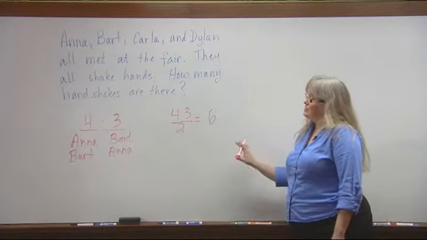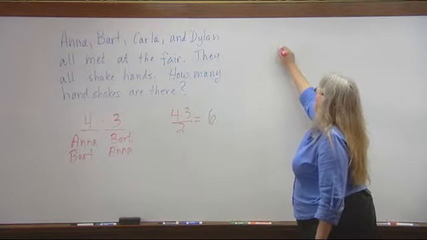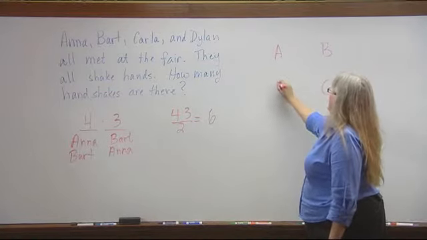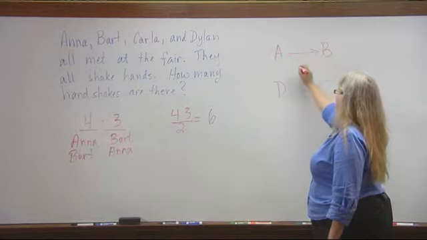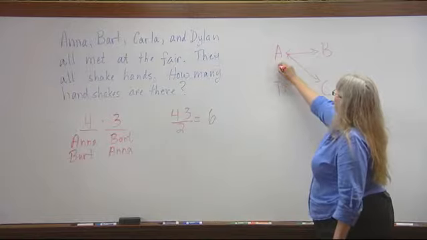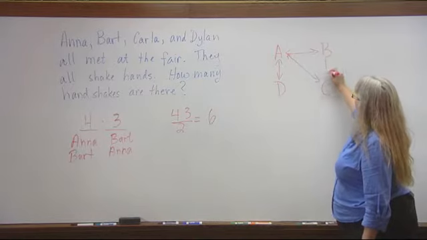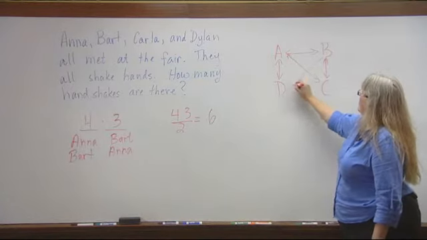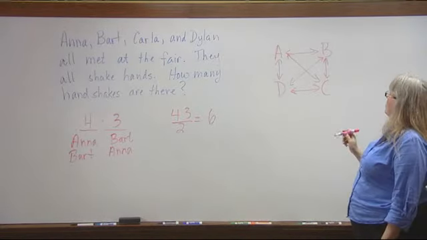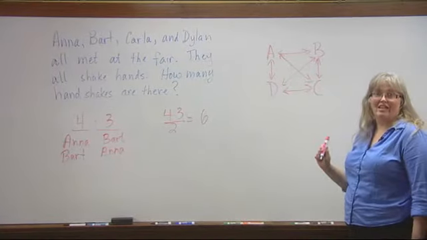Another way to look at this, and this works with small numbers of people, is to draw a diagram and count it out. So if we have Anna, Bart, Carla, Dylan, we can say, okay, Anna shakes hands with Bart, Carla, and Dylan. These guys shake hands. Well, now Anna's done. Okay, we've got 3. Now Bart, we have to count him shaking hands with Carla and Dylan, and then finally Carla and Dylan. So we still get 1, 2, 3, 4, 5, 6 handshakes taking place.